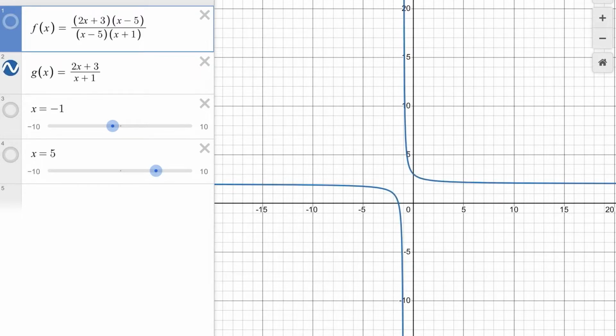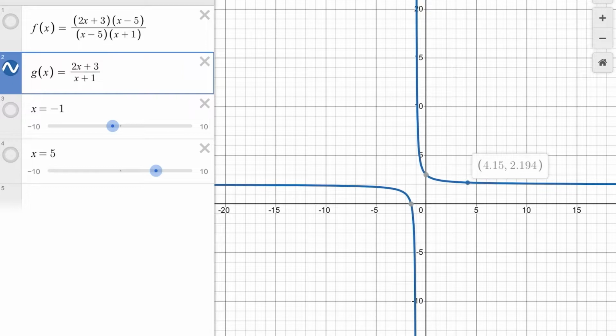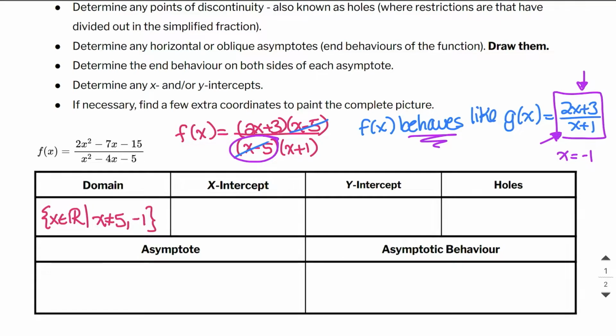Whereas with this one right here, as I get closer and closer to 5, I actually have an actual value when x is 5, right? Like if you see here, it's not undefined there. So that is why we only have a vertical asymptote at x equals negative 1.